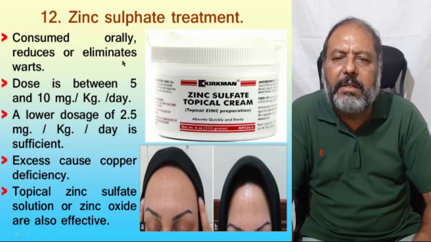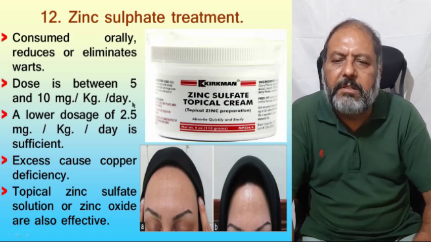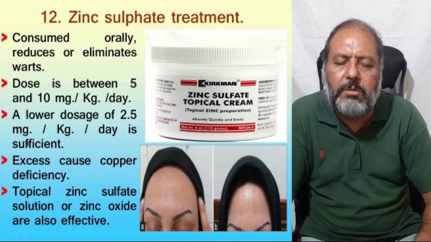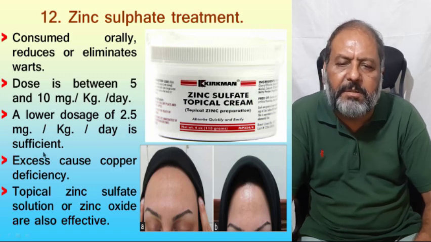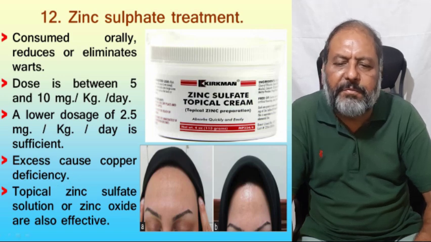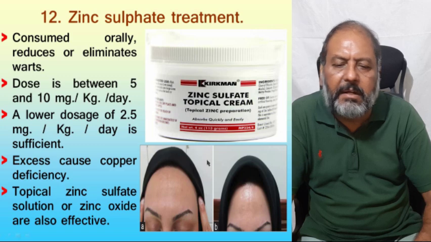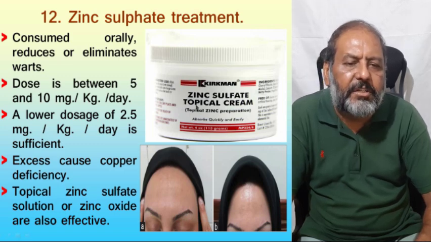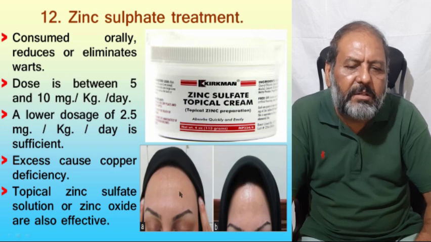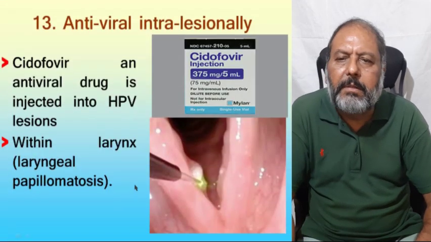The 12th is zinc sulfate treatment. Consumed orally, it reduces or eliminates warts. Dose is between 5 to 10 milligram per kg body weight per day. A low dose of 2.5 milligram per kg per day is sufficient. Excess causes copper deficiency. Topical zinc sulfate solution or zinc oxide are also effective. As one can see, the zinc sulfate topical cream can be applied on the warts on the face to get rid of these warts.